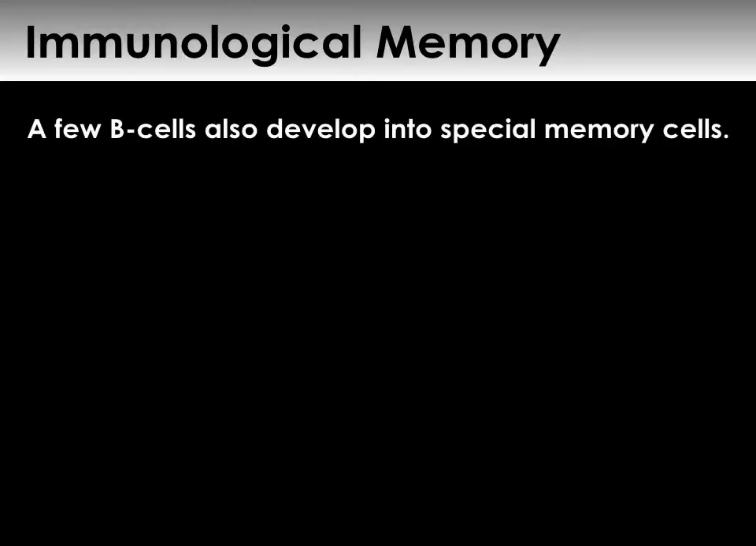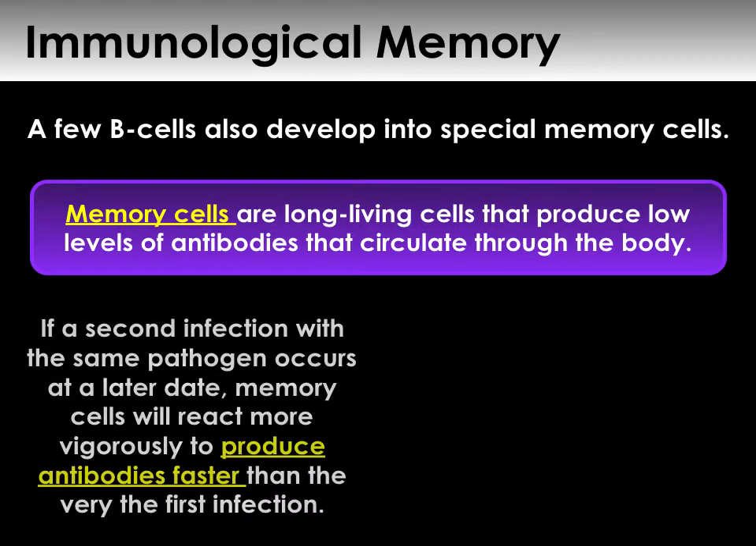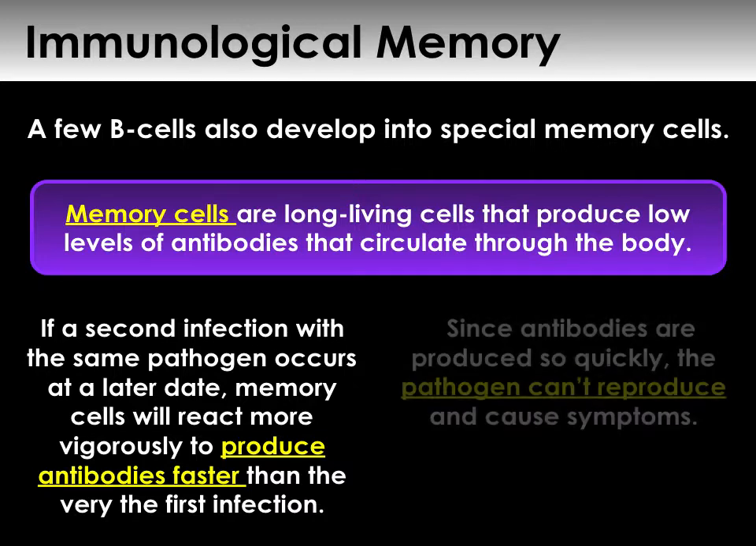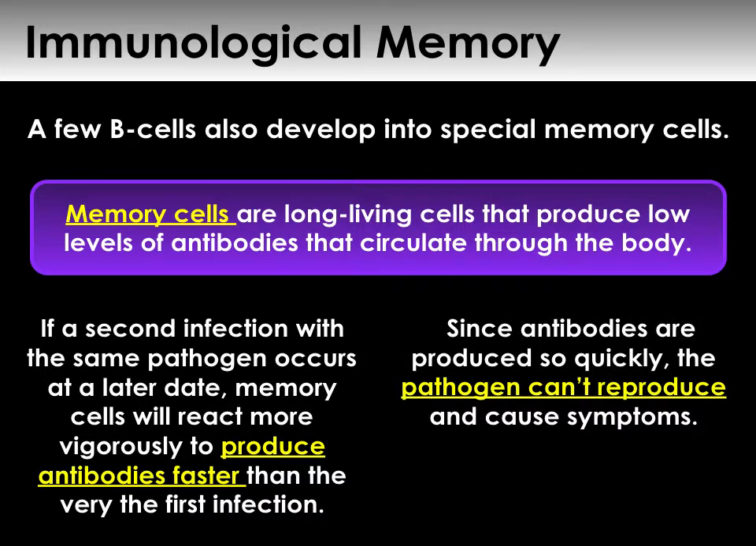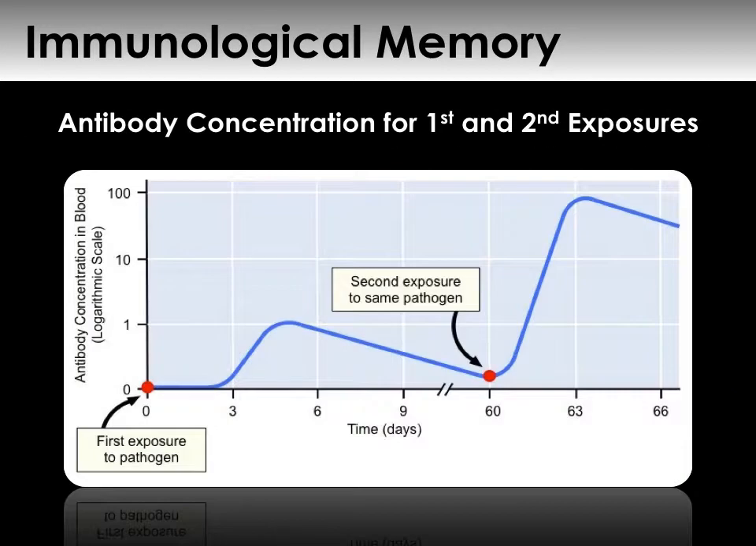A few B cells also play another role, and that is immunological memory. Memory cells are long-living cells that produce low levels of antibodies that will circulate through the body. If a second infection with the same pathogen occurs at a later date, memory cells react more vigorously to produce antibodies faster than the first time. Since the antibodies are produced quickly, the pathogen can't reproduce and cause symptoms. The individual is now considered to be immune.